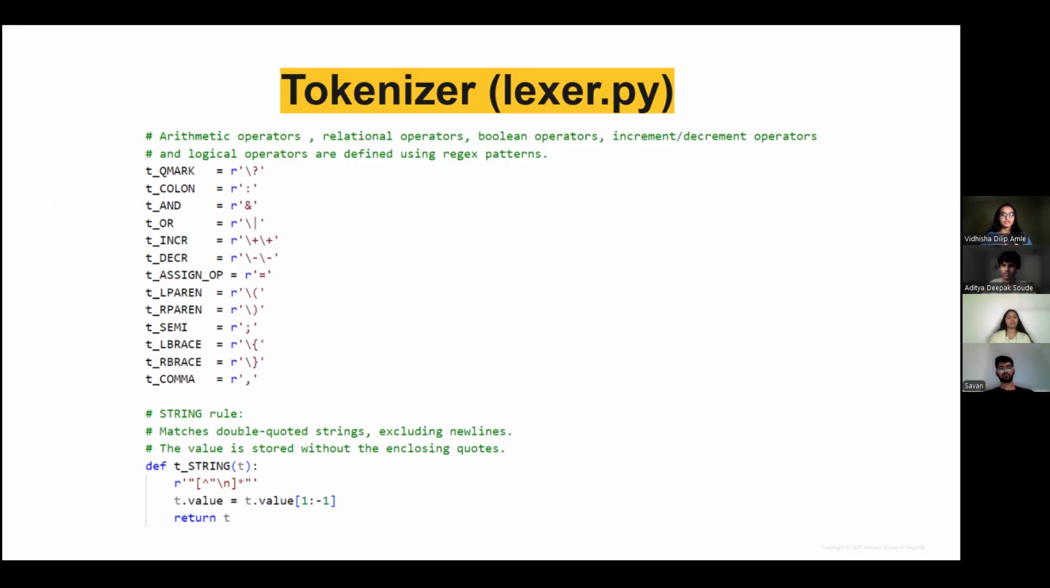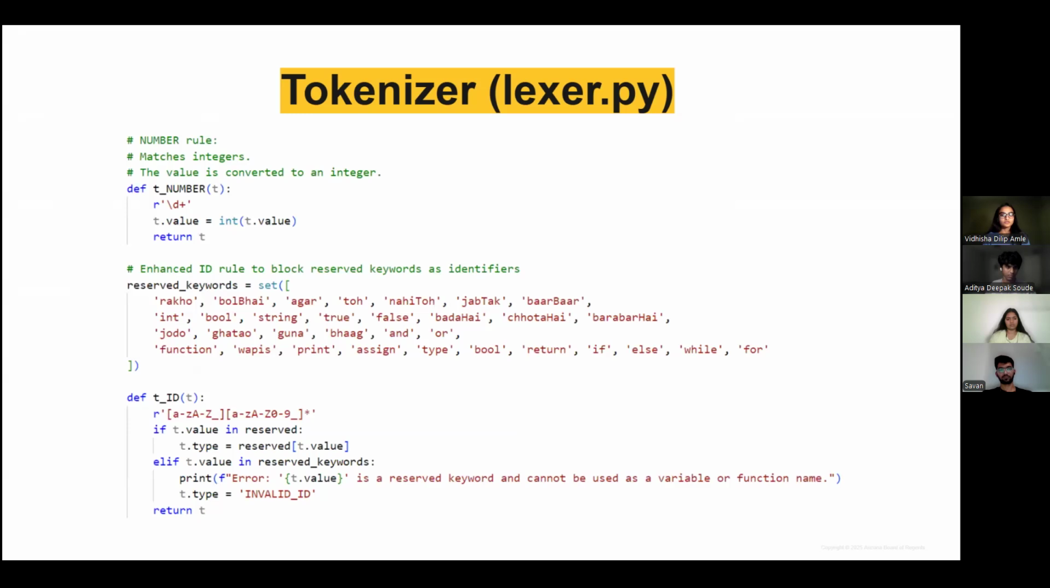Then we have literal matchers. That is, we are matching strings, that is, anything in double quotes. Then we are looking into integers, and we are also looking for identifiers. Next, we have a reserved keyword check for the identifier. This function matches the identifier against the reserved keywords, and if it is found, we use it as a keyword, and if it is not found, then we throw an error.